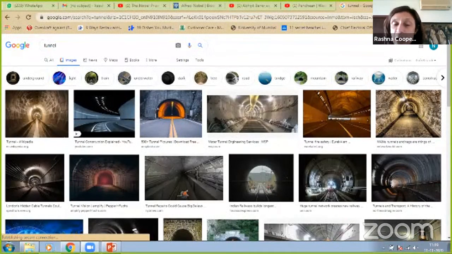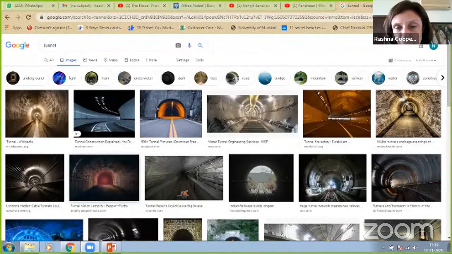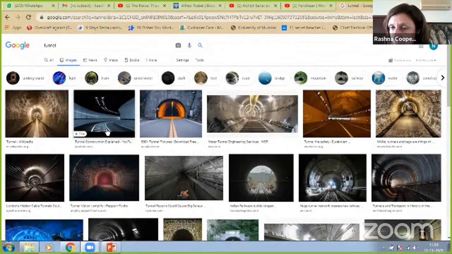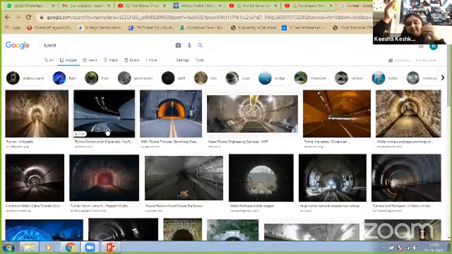That's also a tunnel. Now, look at Kisha's already produced pictures for us in a second. Can you see them? So many examples of tunnels. They may be for trains, they may be for cars, they may be for walking. On the freeway also there is a tunnel.